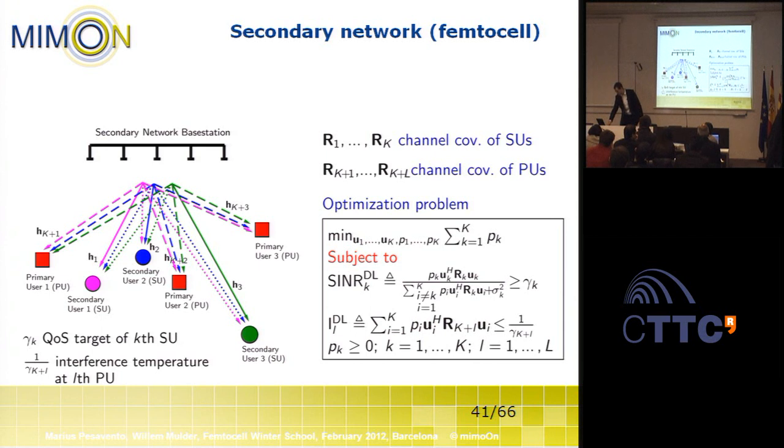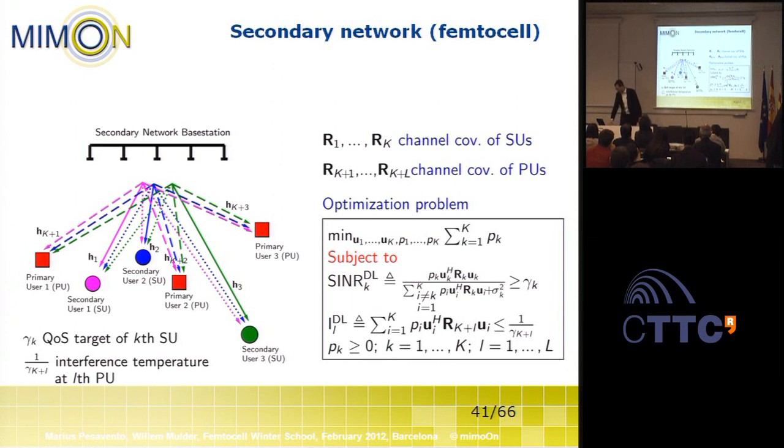So again, we want to minimize the total transmitted power, subject to quality of service constraints, minimum SINRs for all femtocell users. But on top of this, we have additional constraints. We also have interference constraints to these macrocell users. So the interference that is created at the macrocell users should also be below some interference threshold. This is sometimes denoted as the interference temperature that is allowed. So we should basically be below the noise floor here.